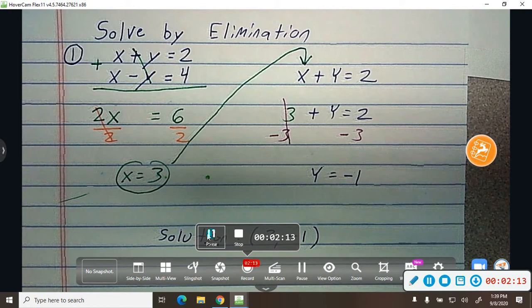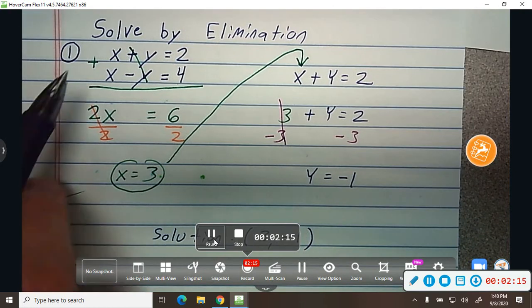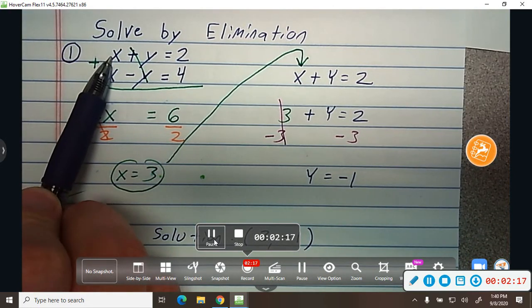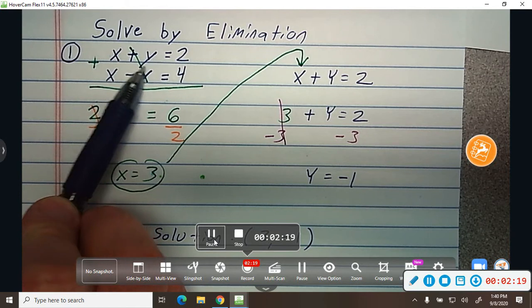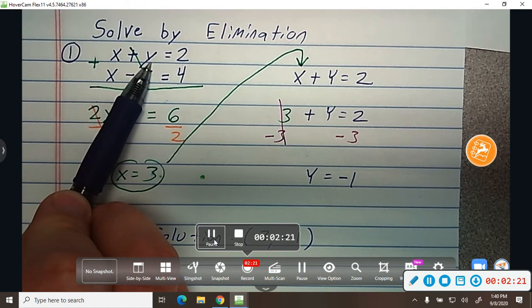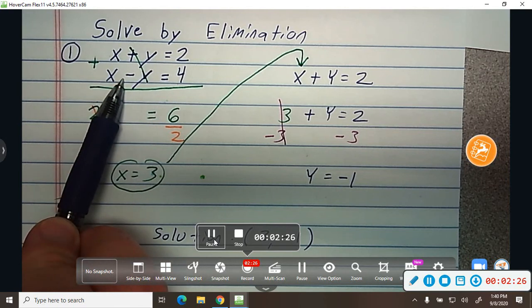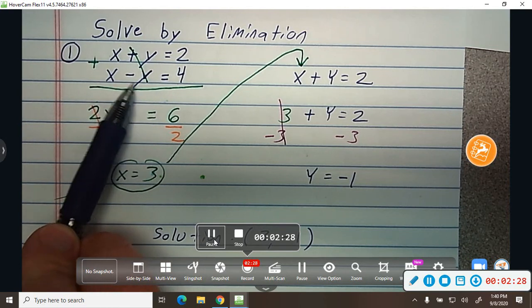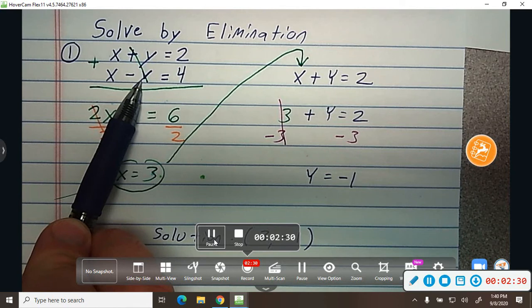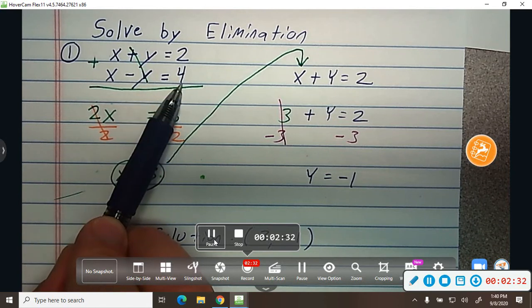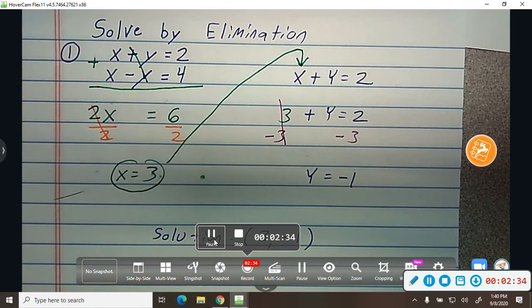I would highly encourage that you check your work. So 3 is for X, negative 1 for Y. 3 plus negative 1 is 2. Yes. 3 minus Y is negative 1. 3 minus negative 1 would be like 3 plus 1, which is 4. So I know without a doubt that I'm correct.